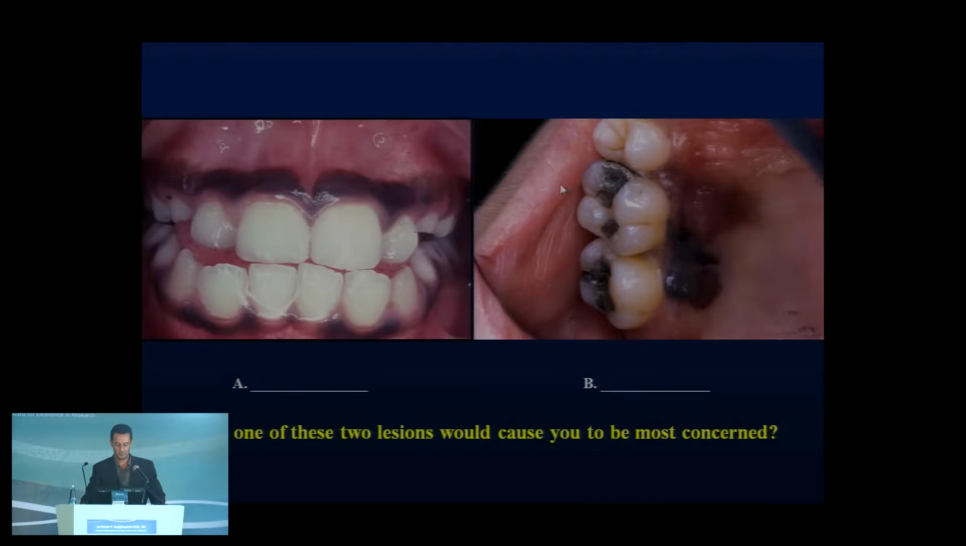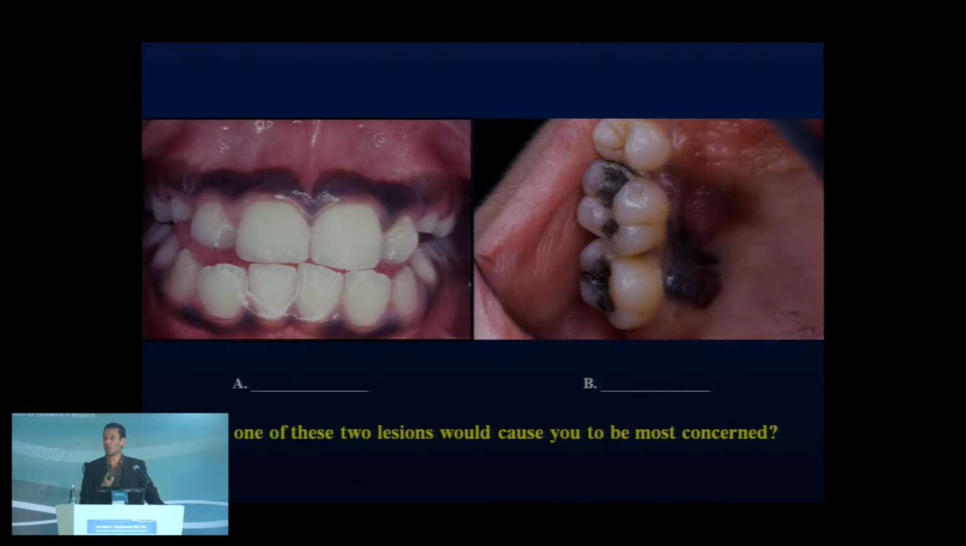Okay. Two more lesions. Gingival tissue, both pigmented, okay? Very dark, kind of brownish, purplish pigmentation. Which of these two in your head would you be more concerned about if you saw these patients? The one on the left or the one on the right? Left? Right? Yeah. I like it. You guys are with me. That's good. All right. So why the one on the right?